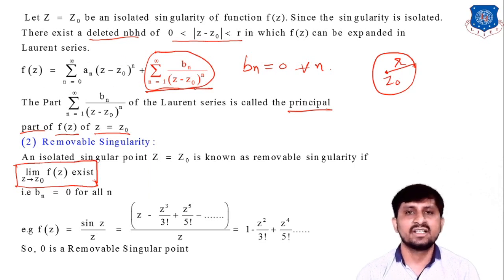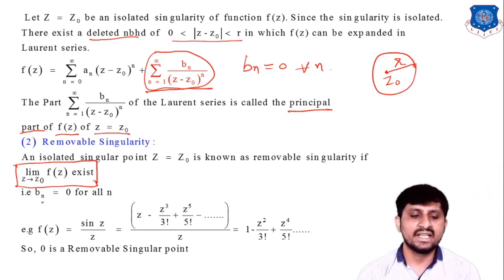So the principal part is 0, because if at least one term of the principal part is present, then definitely this limit does not exist, because in the denominator we have z minus z0. So in other words, the same definition we can say: the limit as z tends to z0 of f of z exists, and Bn is equal to 0 for all n.